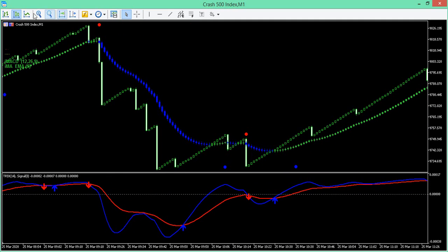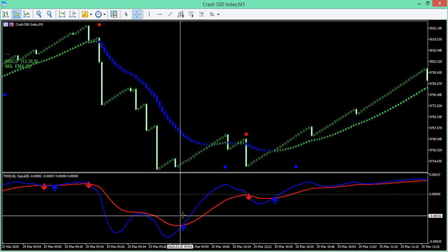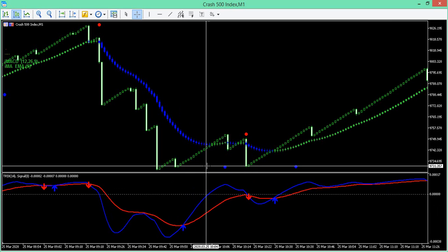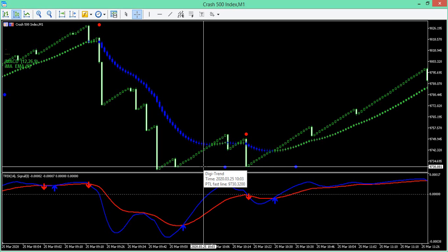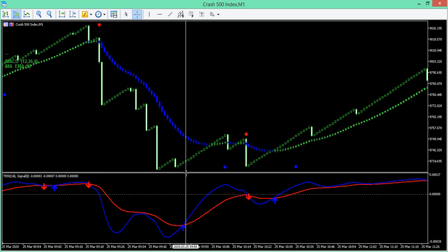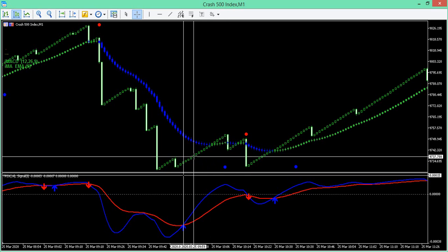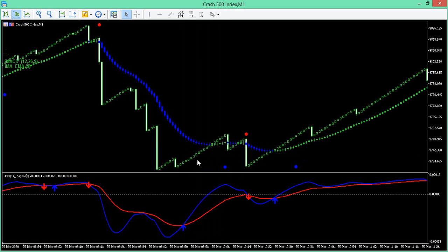Okay, so let's check another one. For example, here there's a blue arrow showing it will go up, and I can see on our indicator it's still showing blue. It's not showing green for uptrend yet, but this has already shown that there's going to be an uptrend. Before this blue ball came out, the blue ball came out at this point to say there will be an uptrend.